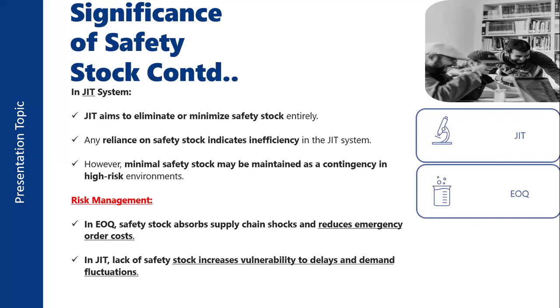So push and pull, both of these two parameters help the safety stock to be in balance and keep the danger of production halt out of the equation. How do they manage the risk? Working together. EOQ safety stock absorption reduces emergency order cost, and JIT safety stock management increases vulnerability to delay and demand fluctuation. The two sides of the coin.